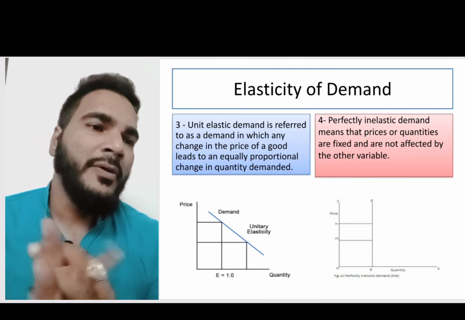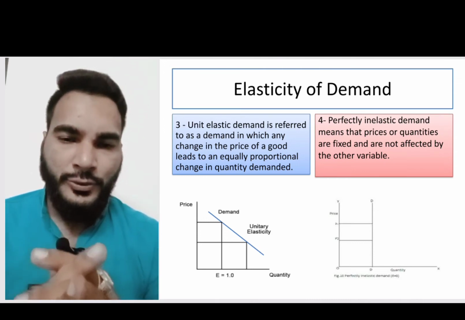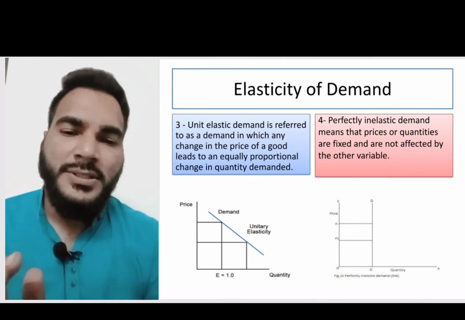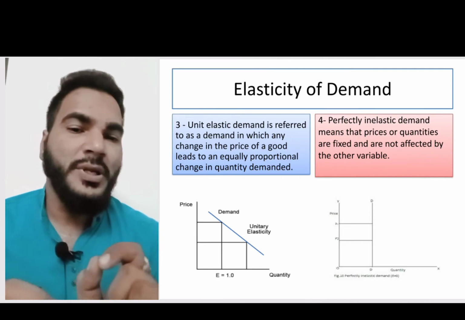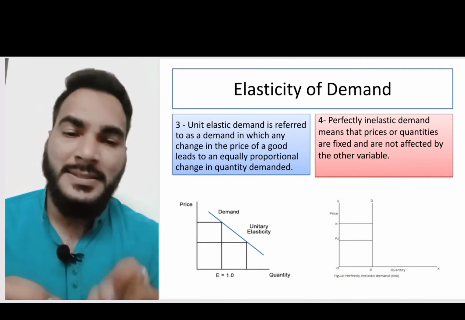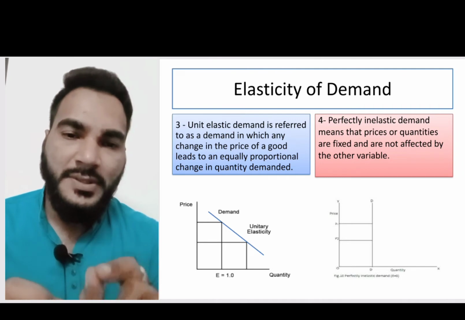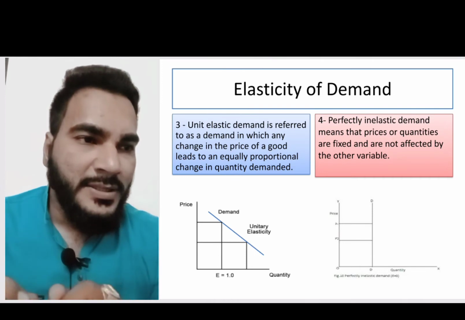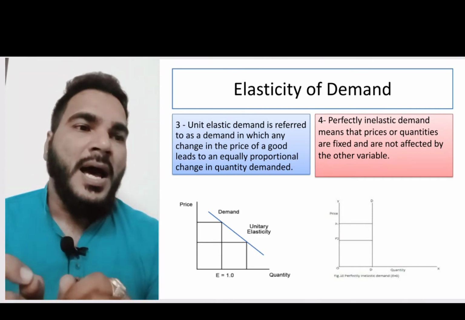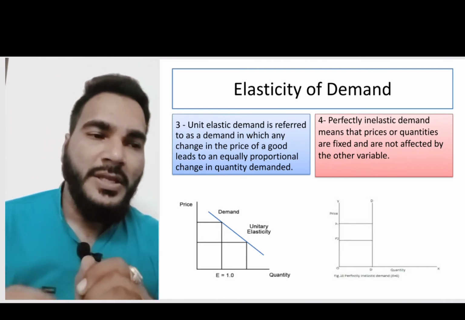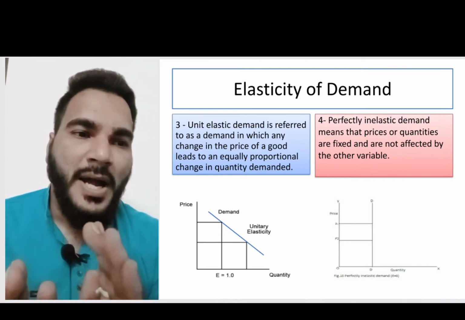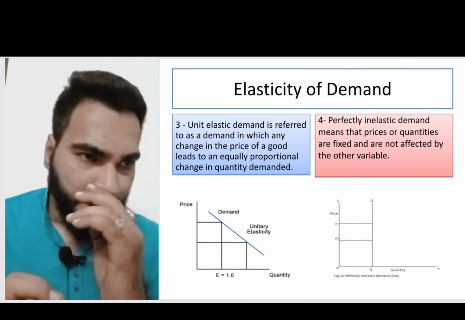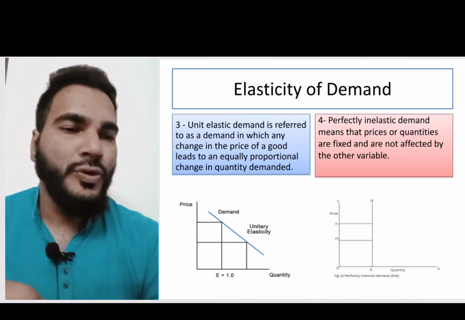Then the fourth one, we have perfectly inelastic demand. Inelastic, and this one is perfectly so. Here the demand won't change, demand will remain the same, but the price will change, because as I told you, in inelastic the word refers to the change in price. Perfectly inelastic demand means that quantities demanded are fixed and not affected by price. So here the demand is the same, but the prices are getting changed. Done. Okay, let us move on to another slide.